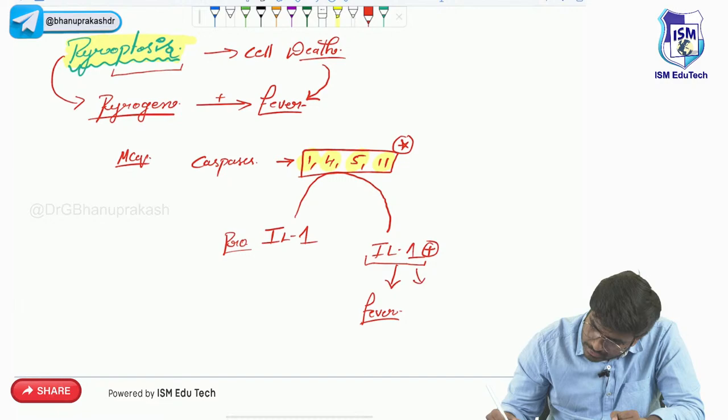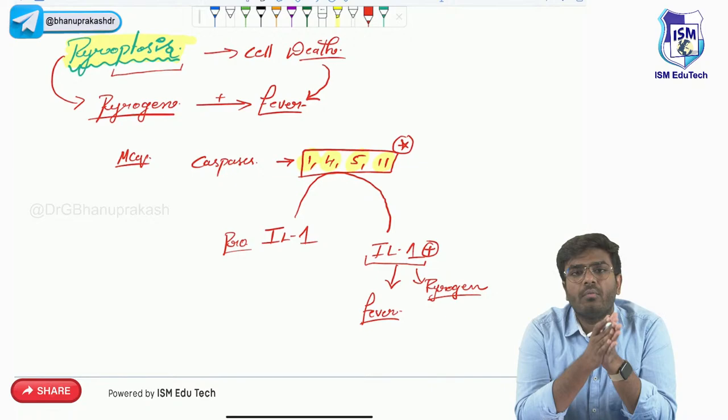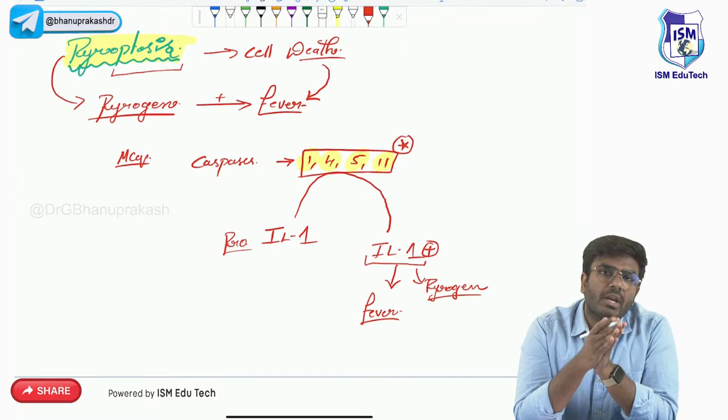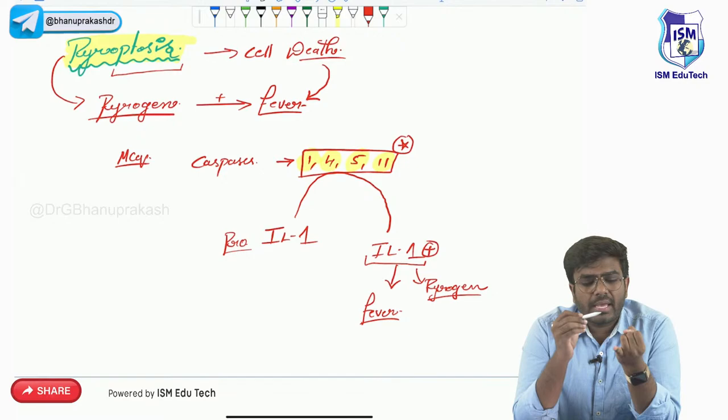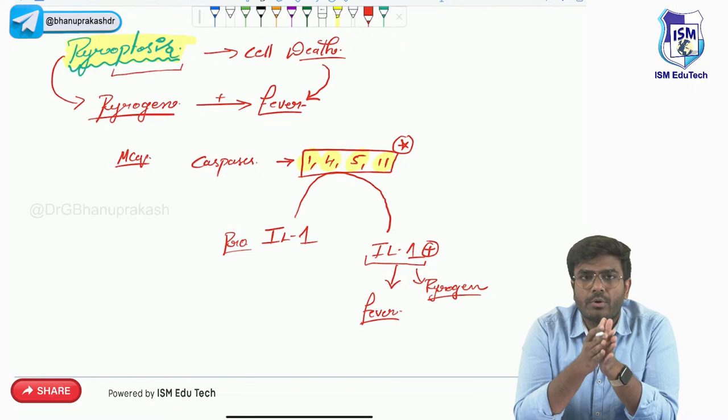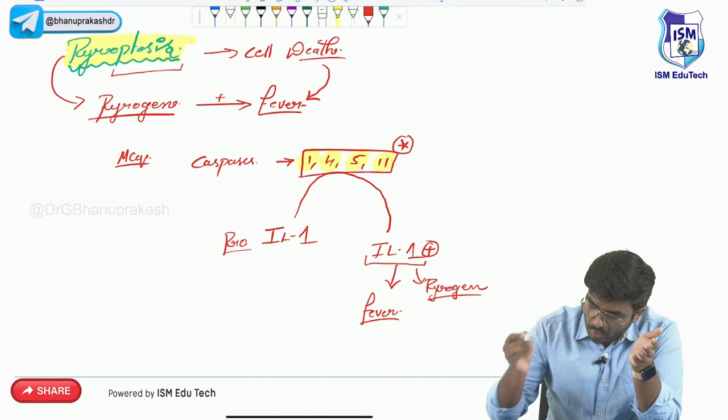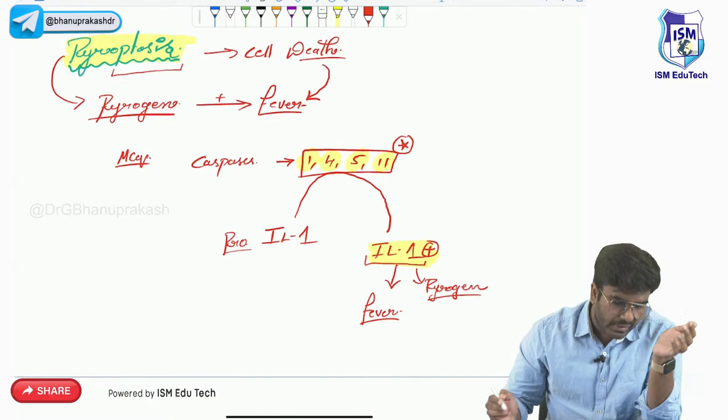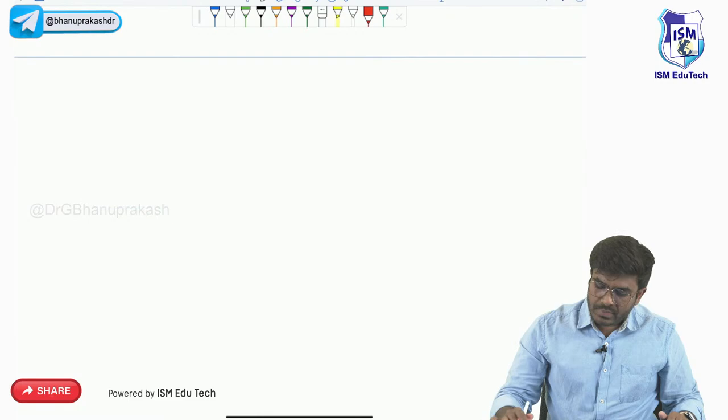So, in your exam, what you should know? Pyroptosis ends with fever. In the pyroptosis pathway, which caspases are activated? Caspase number 1, 4, 5 and 11. Which interleukins are produced? Pro-interleukin 1 will be converted into active interleukin 1. Now, what will this interleukin 1 do? It will cause fever in the body. So, with this, we have also completed pyroptosis. Necroptosis important points, pyroptosis important points, we are done.